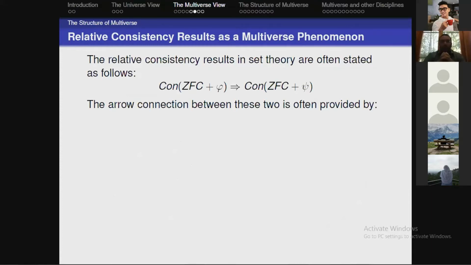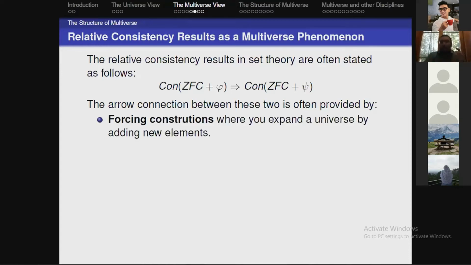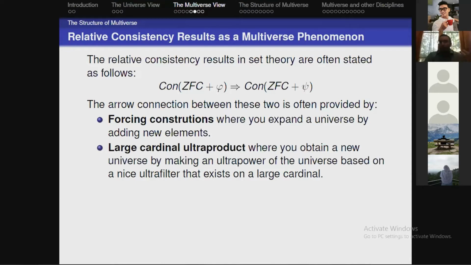Well, the relative consistency result in set theory could be stated in this form. You start from certain axioms and do some process and get a model of another theory, such as ZFC plus psi, another axiom. And then you prove the relative consistency of the latter theory with respect to the former. The arrow connection here could be anything. It could be a forcing construction, where you expand the universe by adding new elements, or you can move from a model of one set of axioms to a model of another via a large cardinal ultraproduct, where you obtain a universe by making an ultraproduct of a universe based on a nice ultrafilter that exists on a large cardinal, such as a measurable cardinal.